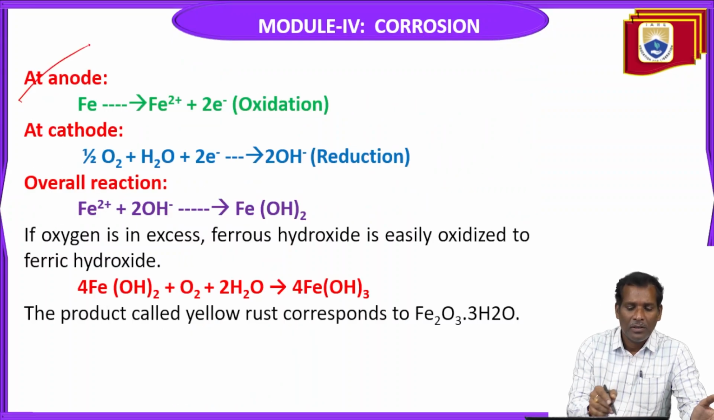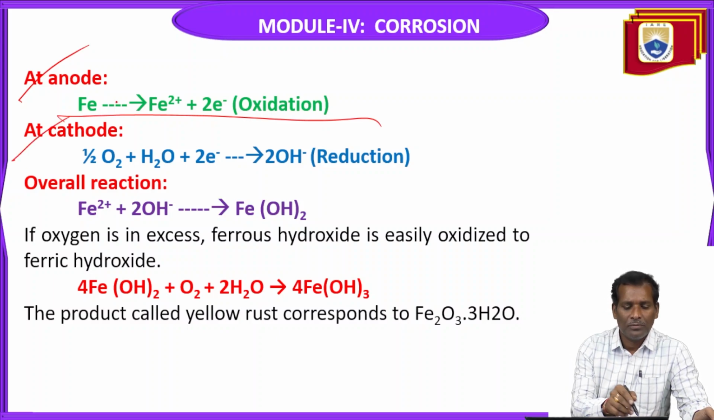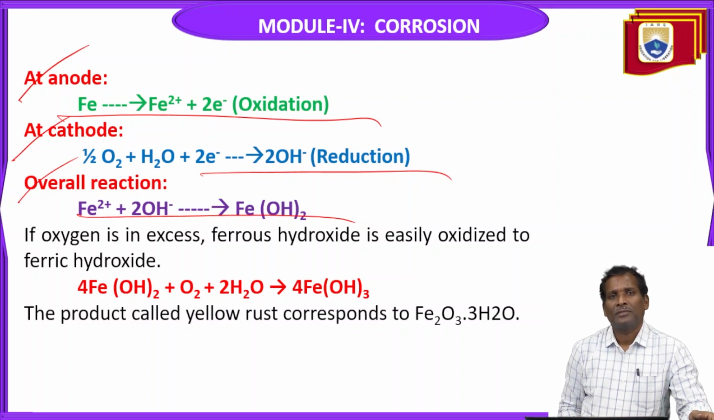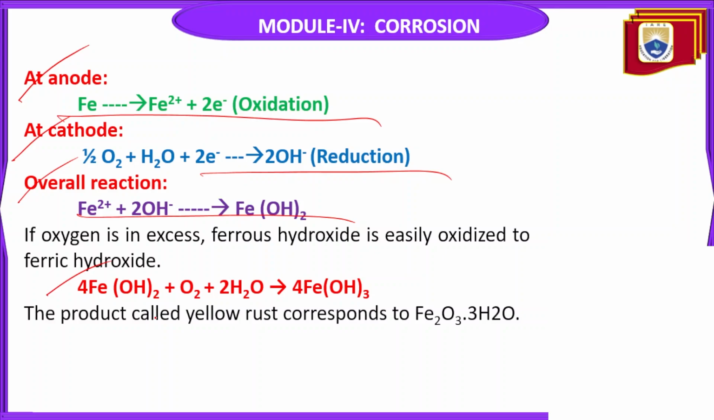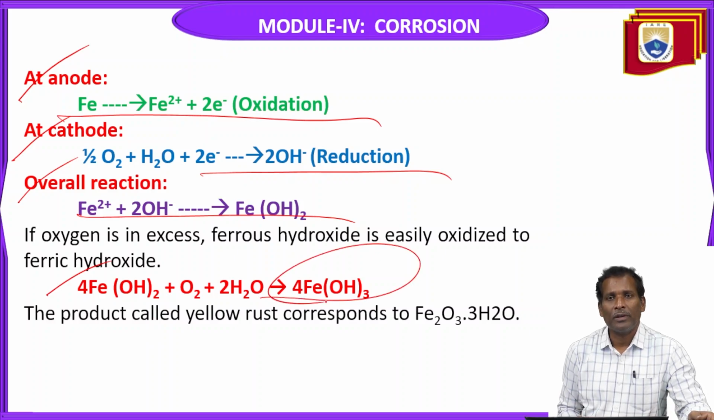See at anode, you see the oxidation reaction equation, and at cathode the reduction equation, and the overall equation you can write like this. In terms of ferrous hydroxide, if oxygen is in excess, the ferrous hydroxide is easily oxidized to ferric hydroxide. So 4Fe(OH)2 plus O2 plus 2H2O gives 4Fe(OH)3.